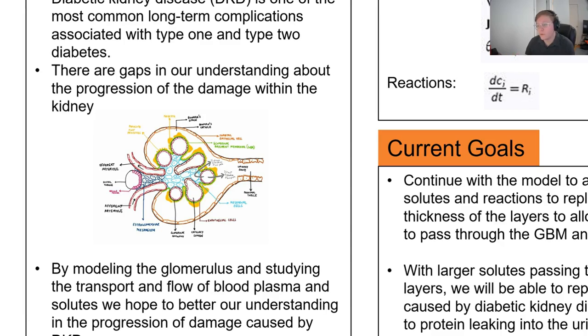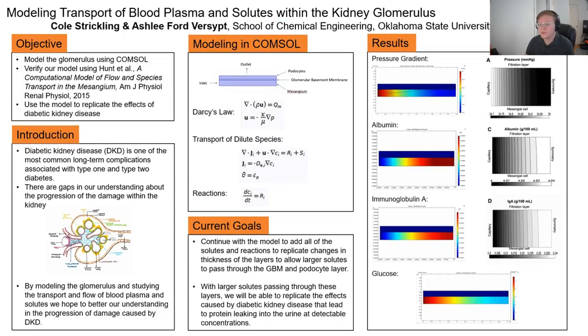Blood plasma will flow through, and certain solutes will not pass through this filtration barrier, whilst other solutes like glucose, smaller solutes, will pass through. And so the idea here is that what we know from the damage caused by diabetic kidney disease is that with larger concentrations of glucose traveling through, we end up with damage that allows larger solutes out of this area and into the urine. So our hope is to model this and study the transport and flow to hopefully better understand the progression of damage caused by diabetic kidney disease.